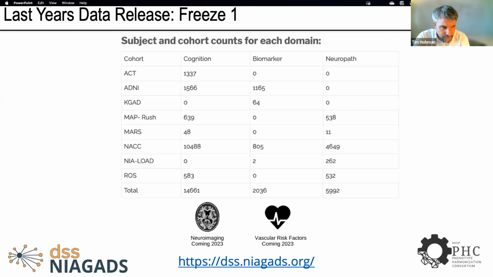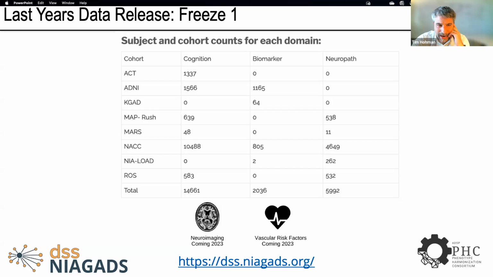So we had our first data release in 2023, and this was the data that was in that first release. We released data from 15,000 participants that had longitudinal cognitive data. For most of those studies, the average participant had about 5 years of follow-up. And yeah, so those data were made available 2 years ago.